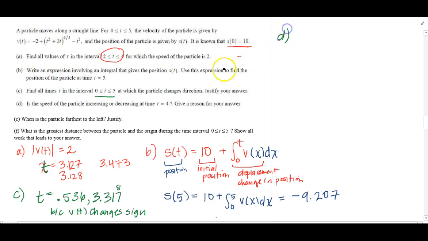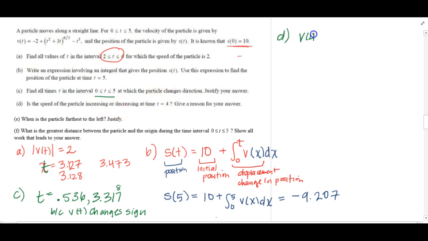We'll go ahead and do that over here since we're running out of space. Is the speed of the particle increasing or decreasing at time t equals 4? Give a reason for your answer. So this goes back to a topic when we reviewed velocity, position, velocity, and acceleration, that something is speeding up or the speed is increasing when velocity and acceleration have the same sign. So I'm hoping it's starting to come back to you after I just said it. So speed increasing or speed decreasing, we're looking for the sign of both velocity and acceleration at this particular time.